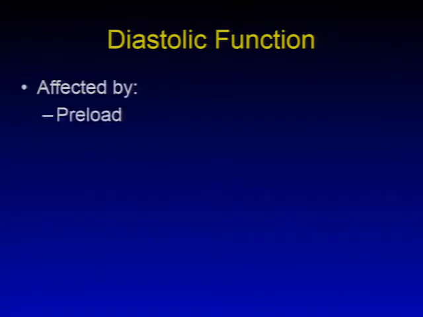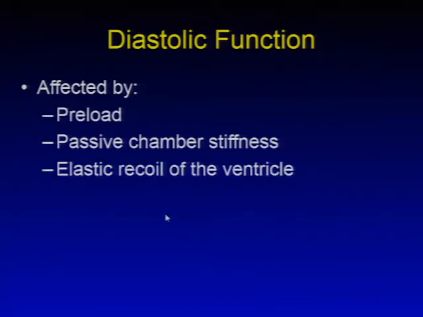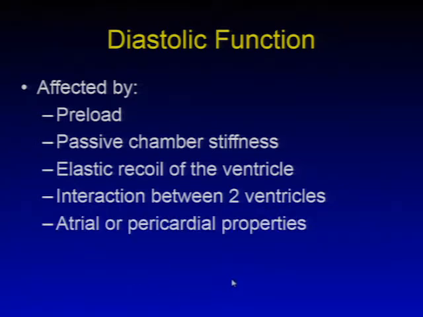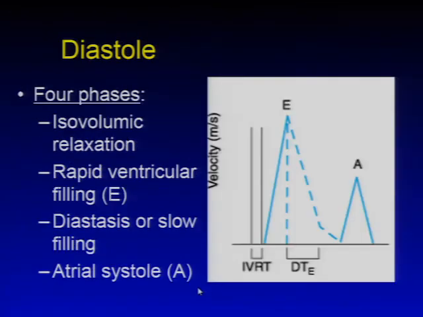Diastolic function can be again affected by preload, passive chamber stiffness, elastic recoil of the ventricle, as well as interaction between the two ventricles, and atrial or pericardial properties. Loss of atrial contraction will limit diastolic filling, as well as if there's any loss of stretch in the pericardium, the ventricle cannot fill as well during diastole. As well, catecholamines can affect diastolic function.